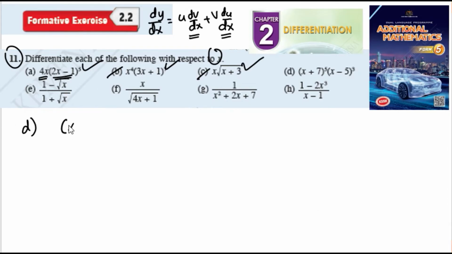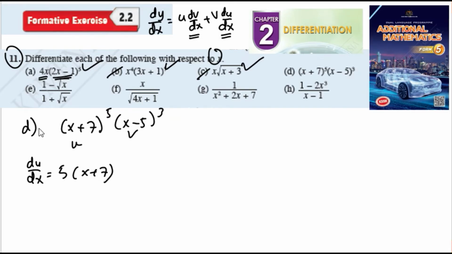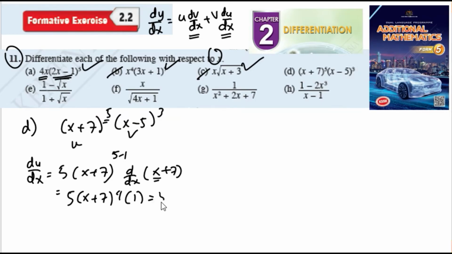Next, (x plus 7) to the power of 5 times (x minus 5) to the power of 3. So this one is u, this one is v. So du over dx is equal to, so you bring the power forward, (x plus 7). After you bring forward, then you minus the power with 1. So 5 minus 1, or you can directly write 4. So d over dx, then you differentiate what is inside. So here you get 5(x plus 7) to the power of 4. And you see when you differentiate this, you get 1. So here you get 5(x plus 7) to the power of 4.